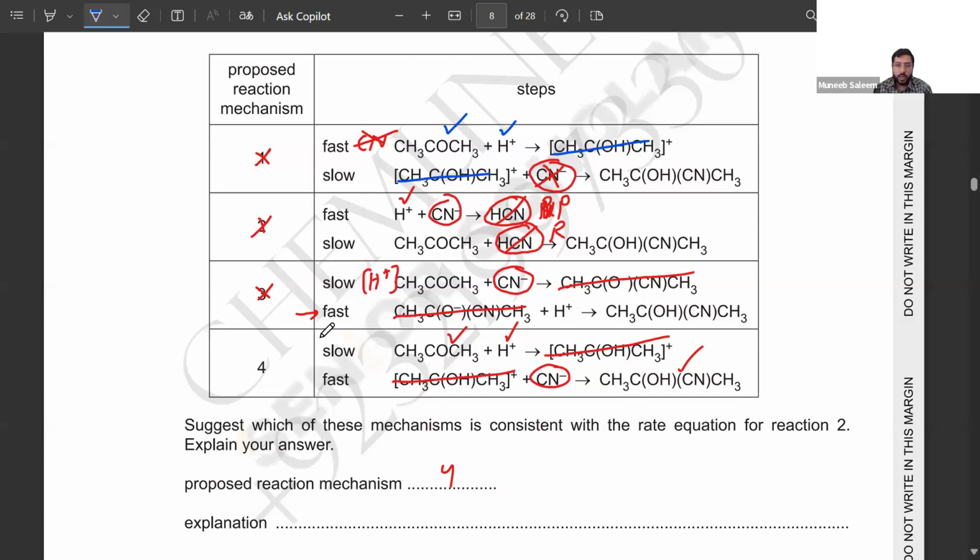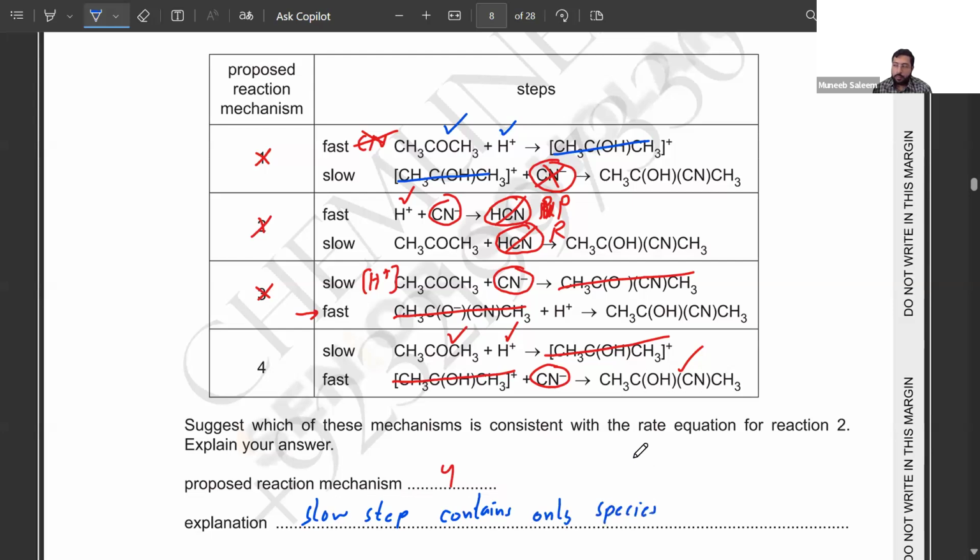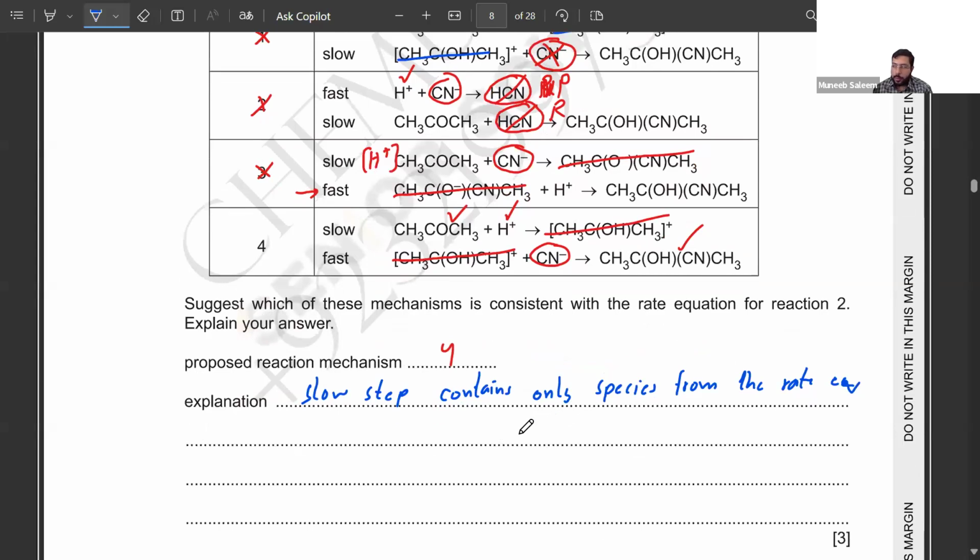The explanation is that the slow step in the proposed mechanism 4 contains only species from the rate equation, or you can also say it contains the CH3COCH3 and hydrogen ion from the rate equation.